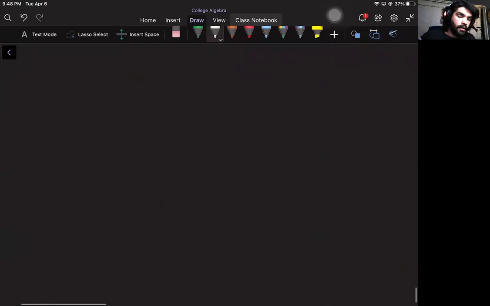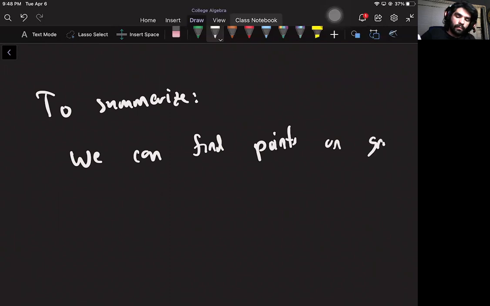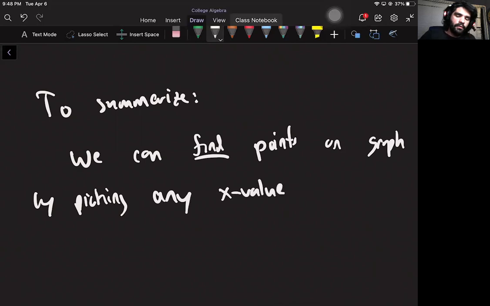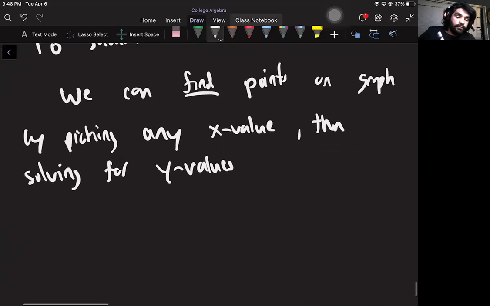Okay, so then just to quickly summarize, we can find points on the graph just by picking any x value that we want, like we did before, like we picked 2 or 1 or 5, I think. We can pick whatever we want, then solving for y values that the x value corresponds to. And those points will be on the graph. And we can check if we just have a point already.